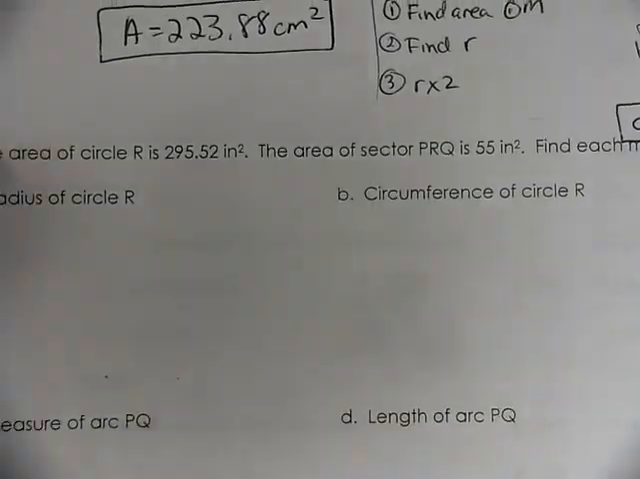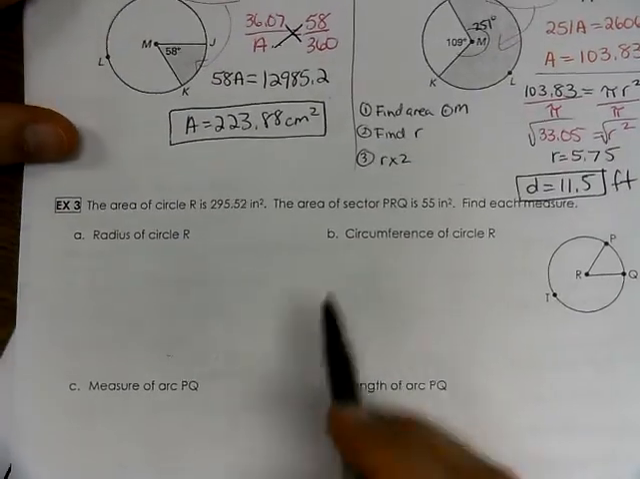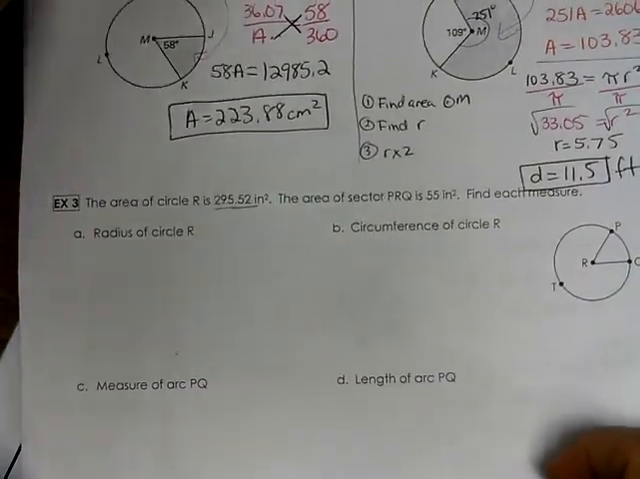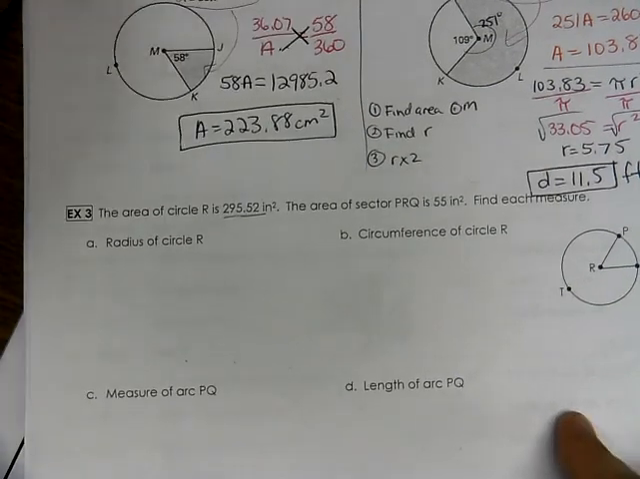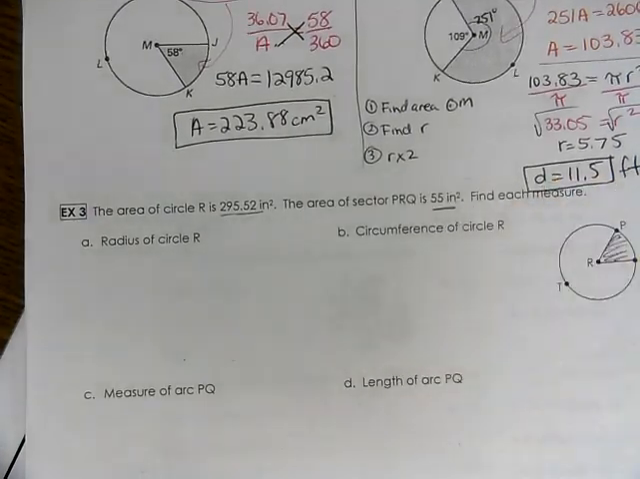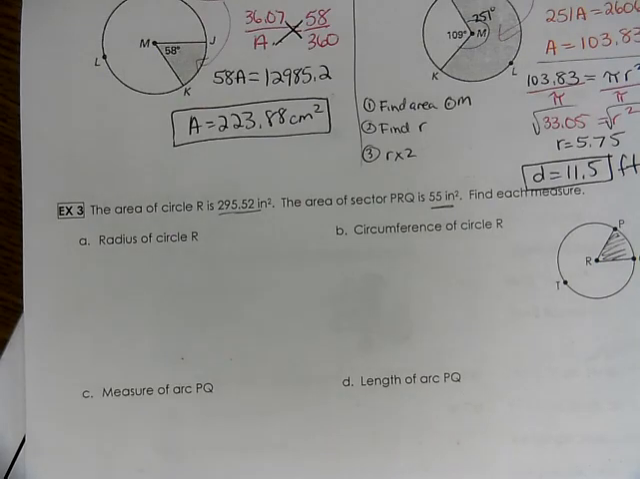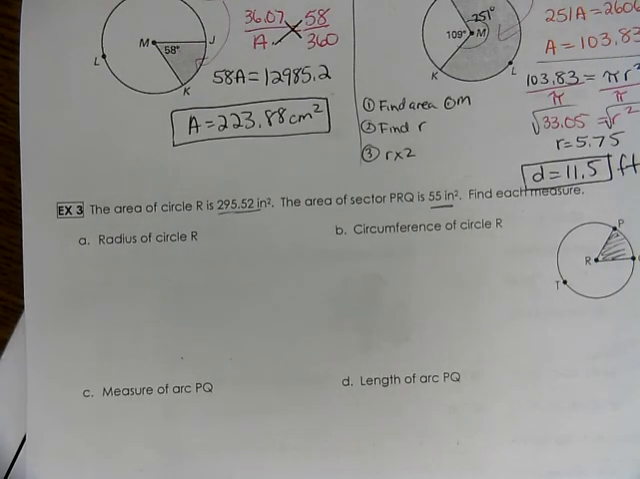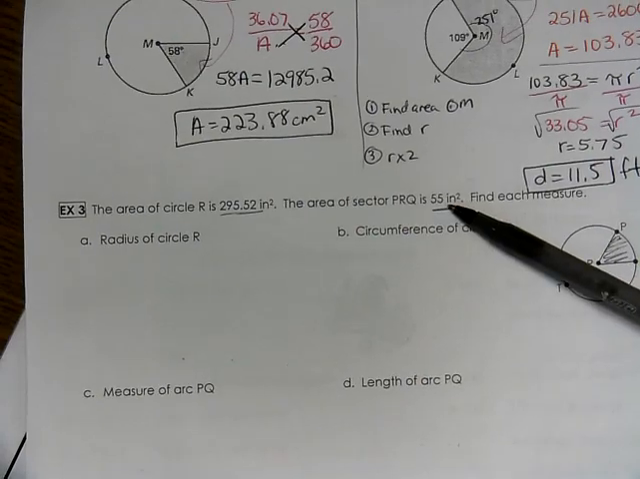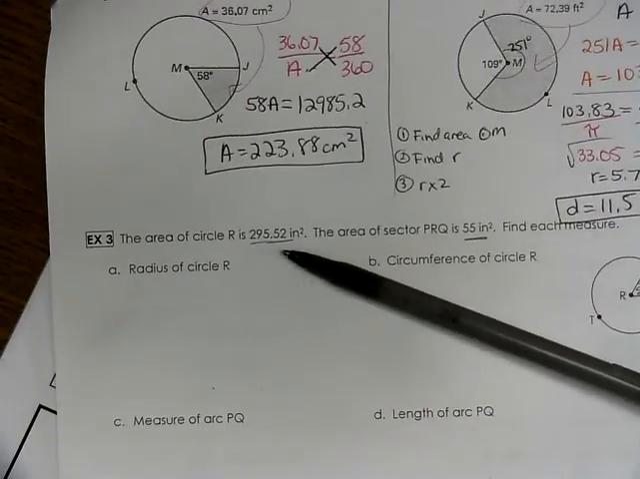So, it gives you some information ahead of time. The area of circle R is 295.52. The area of the sector PRQ, so the area of this shaded, is 55 inches squared. So A says to find the radius of the circle. I have two options. Well, I don't need to use this, because then I would have to set up a proportion, right? But we already know the area of the whole circle.